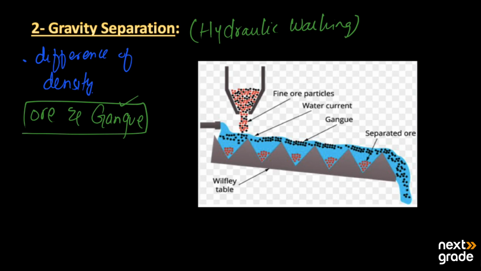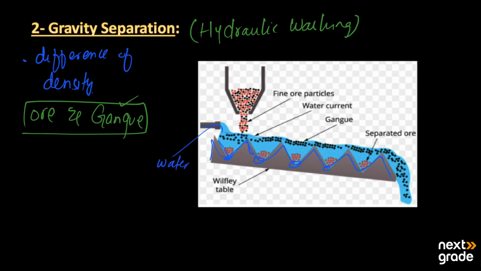In this process, all the particles are poured over a hydraulic classifier. This is the hydraulic classifier, in which this is the depression and this is the elevation. Now it starts to vibrate, and it has an inclined plane, upward and downward, with grooves. These are the grooves, and here we have a jet of water.